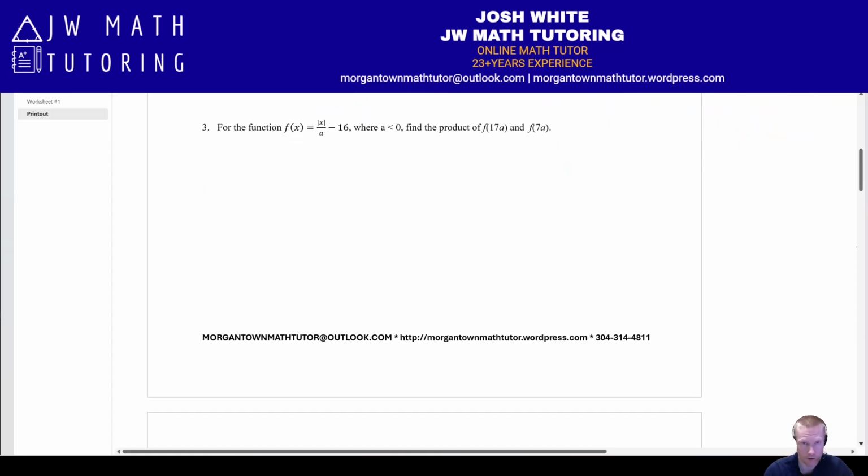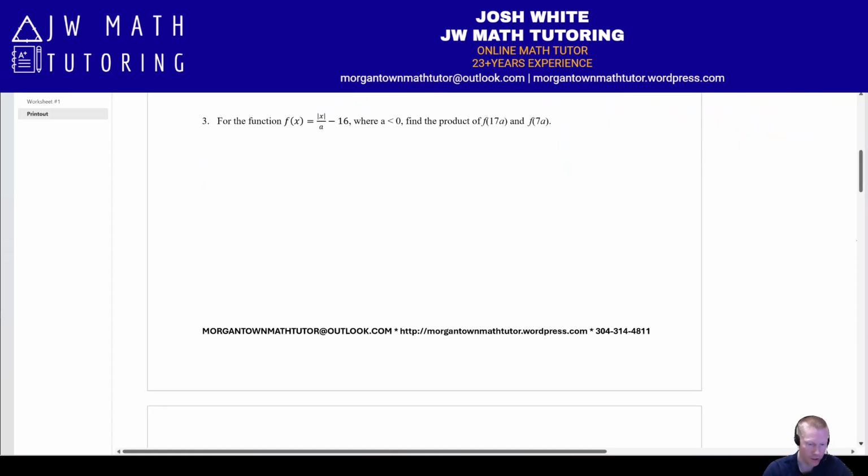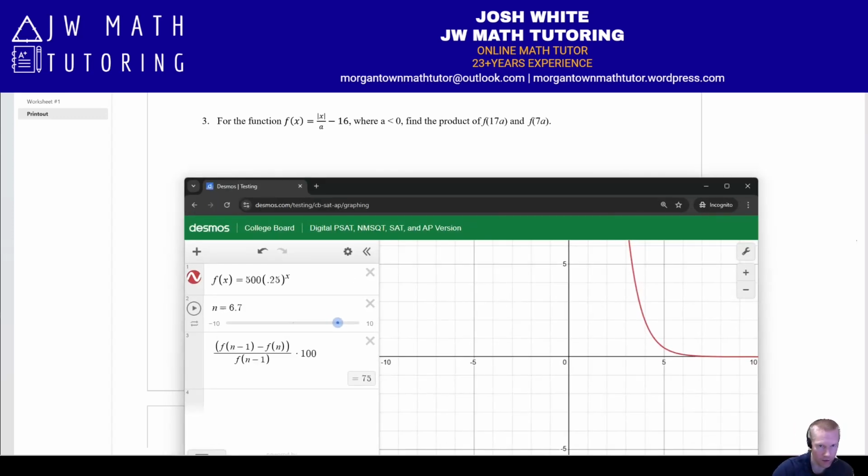All right, let's look at number 3 next. This one has an absolute value function in it. And they want to know what is the product of f of 17a times f of 7a. So first, I'm going to go straight to Desmos, so just do it in there, and then I'll talk a little bit about the theory of how this happens.